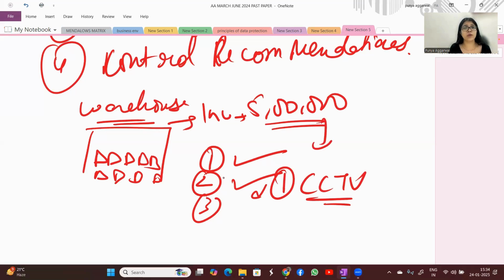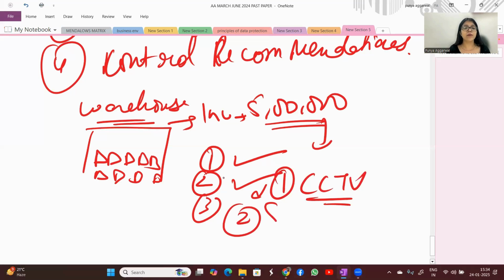And this is the most common thing that usually people do, not just in warehouses but nowadays in their homes also, because these things are increasing. So CCTV is the first mitigation thing that you can do. So this is a control, a direct control, which you have implemented in order to safeguard your inventory, right?